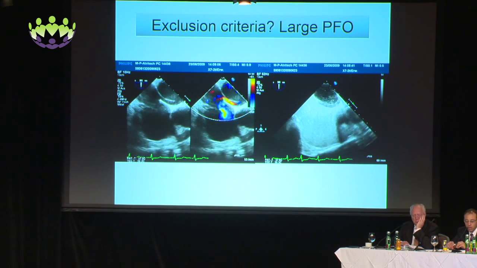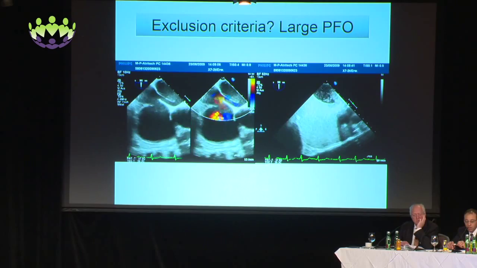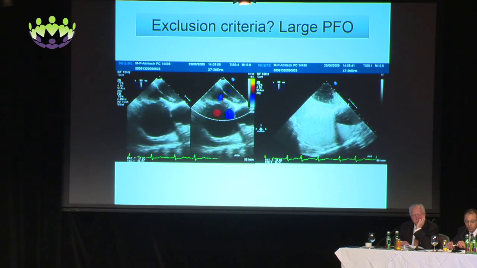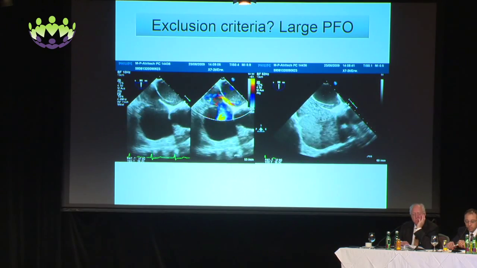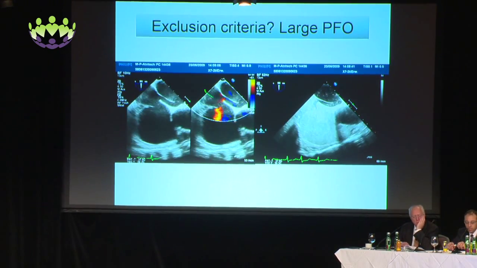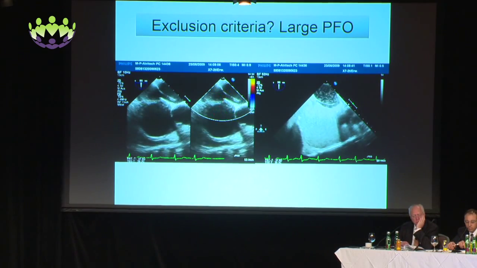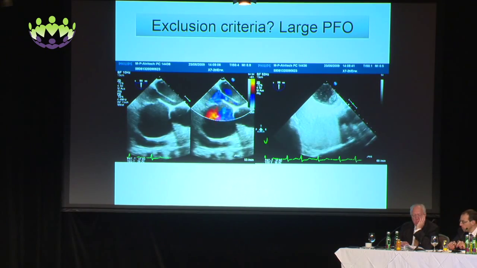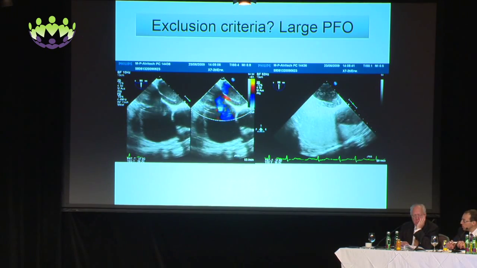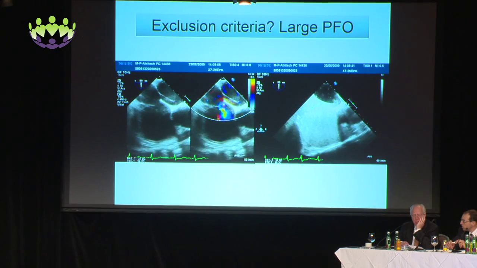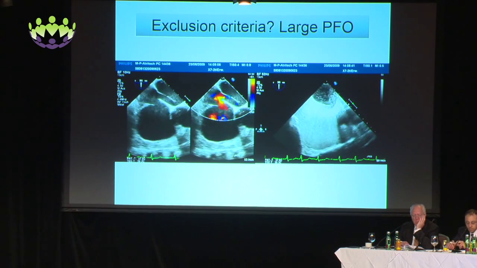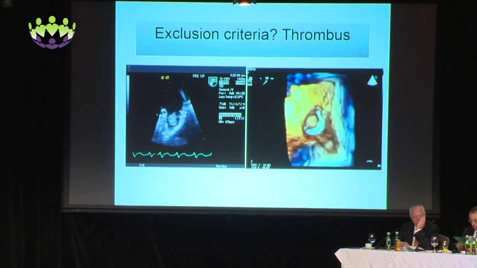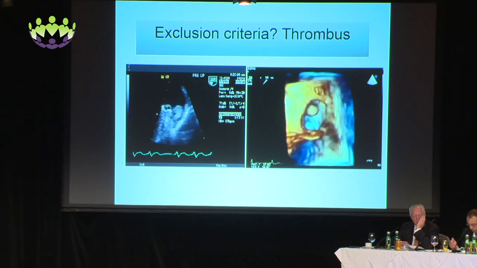So what we see here is a large PFO, and this indeed was an exclusion criterion in the PROTECT AF trial. I think it's no longer an exclusion criterion nowadays. But if you look at a septum primum like this, and you imagine that you have to do a transseptal puncture through such a mobile septum, it can be very challenging, because if you come with your needle, you can bring this up like a tent very close to the left atrial wall. So this is something we should consider when we look at the patient.